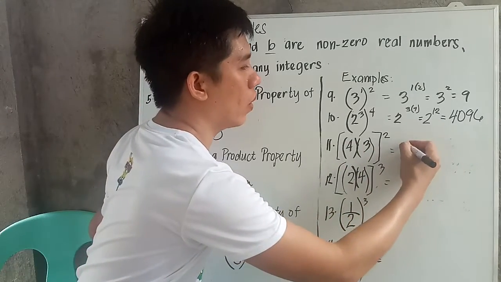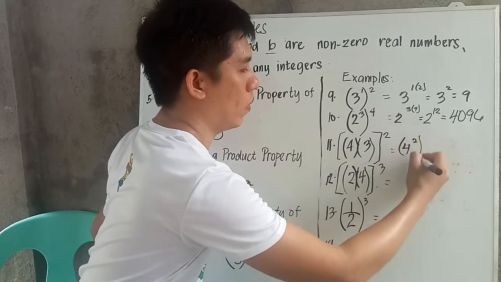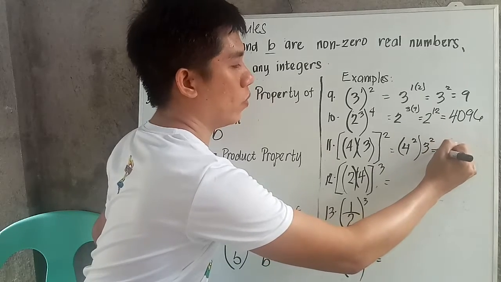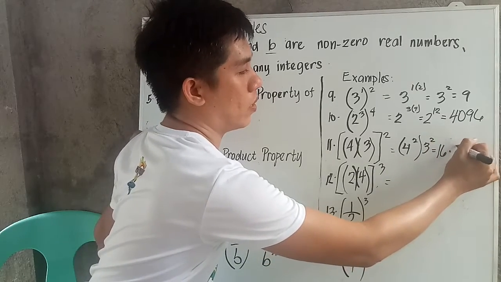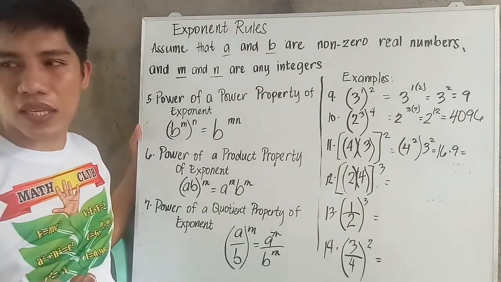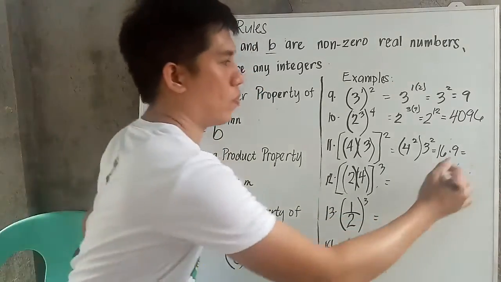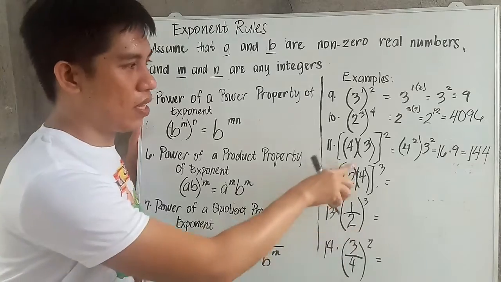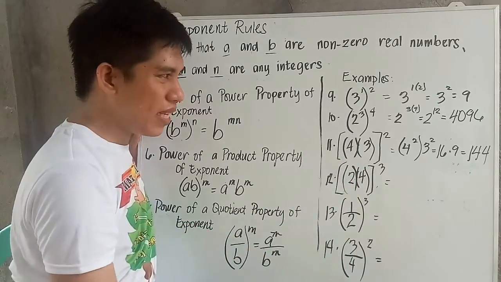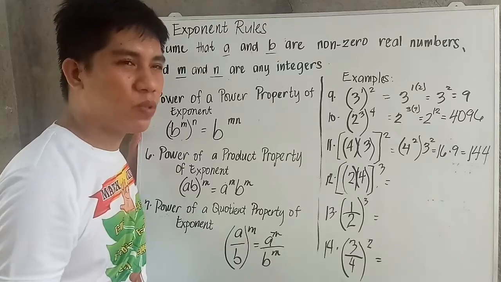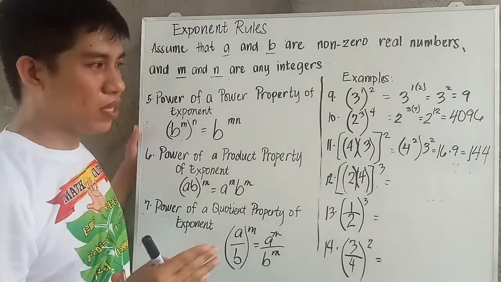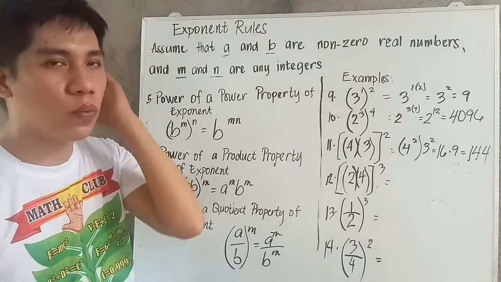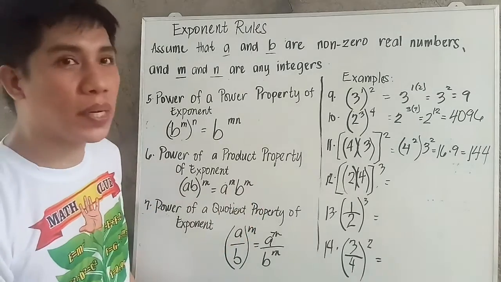So we have 4 squared times 3 squared. So this will become 16 times 9. So in that case, 16 times 9, that is equal to 144. So 4 times 3, that is equal to 12, right? So 12 times 12, that is equal to 144. So same thing, same result. Same result will come out once you do this property.